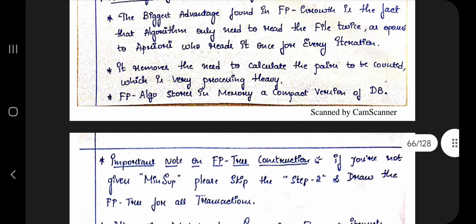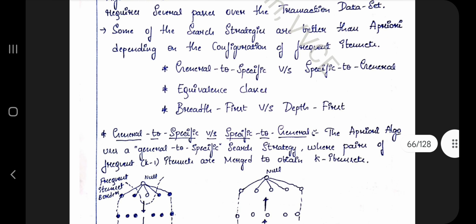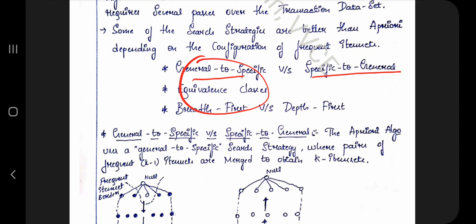Okay, and here are some methods for generating the frequent itemsets, some alternative methods. There are 3: general to specific, specific to general. These things we'll discuss in more detail in the next module. So just now for brief information, remember what it is: general to specific, specific to general.